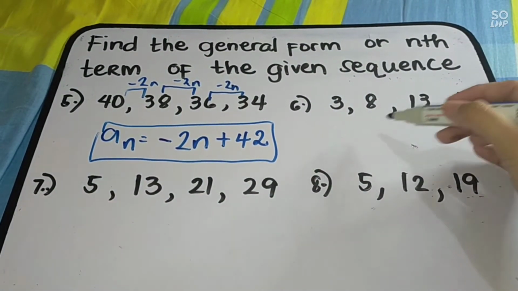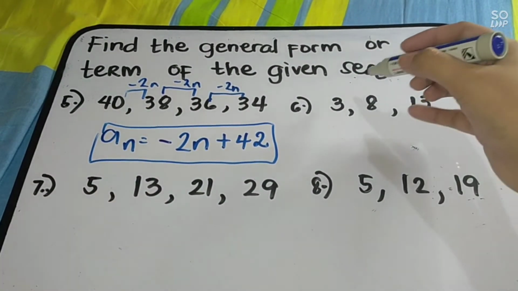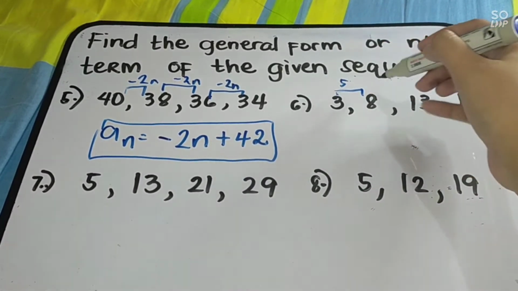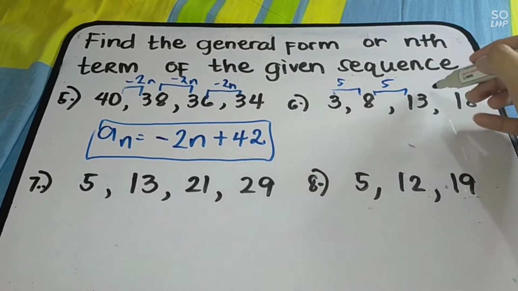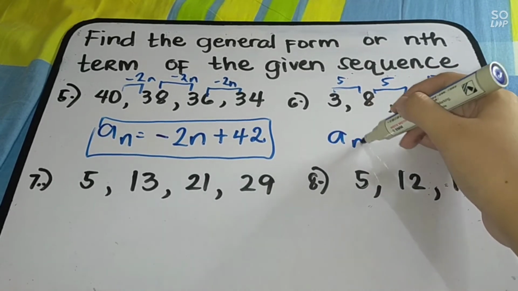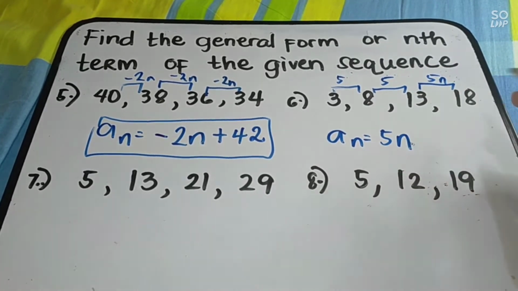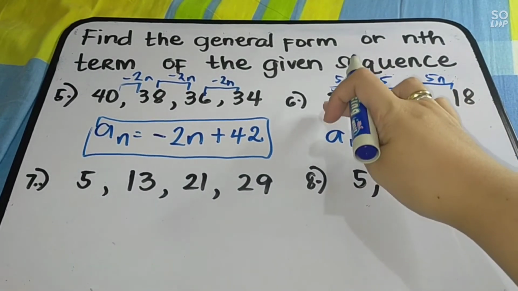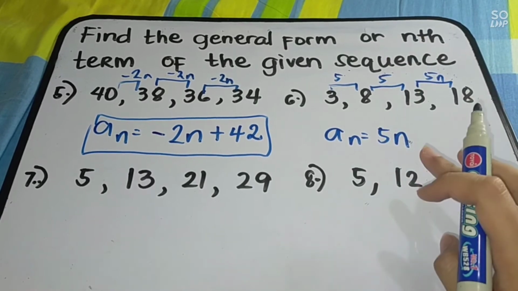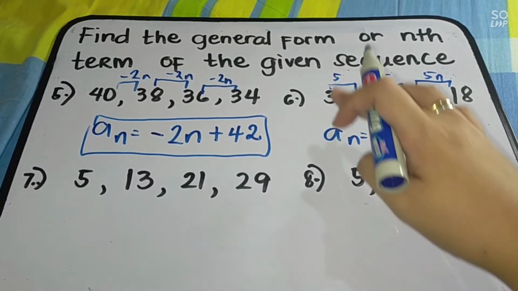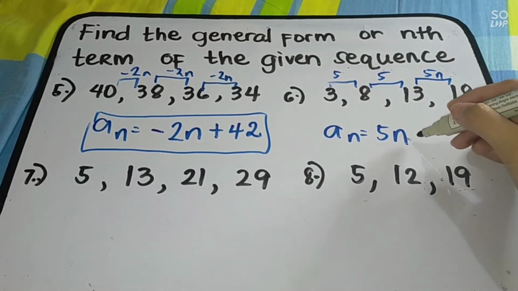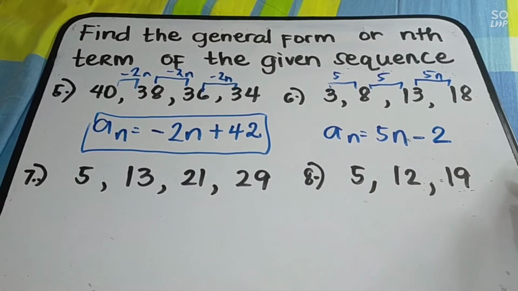Next, we have 3, 8, 13, and 18. Let us have this one. This one, kanyang pagitan, we have here 5 plus 5 lang. This one is 5 again, then this one is another 5. So, we have here 5n. So, a sub n is equal to 5n. Now, since we have here 3, mas mababa siya kaysa kay 5, what we are going to do? So, minus ang gagamitin natin. Naintindihan? Para maging 3 siya. So, what we are going to subtract to 5, so it becomes 3. So, we have here minus 2. So, that is your end term.